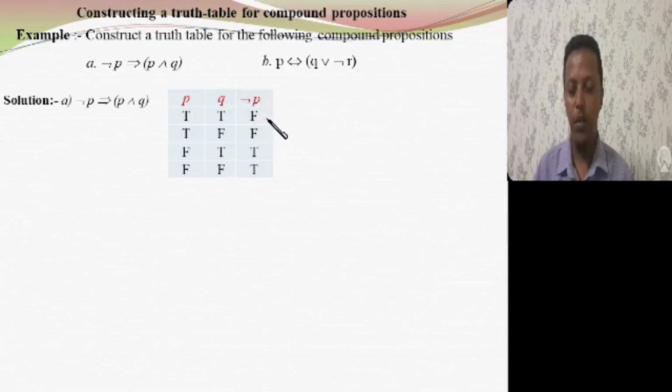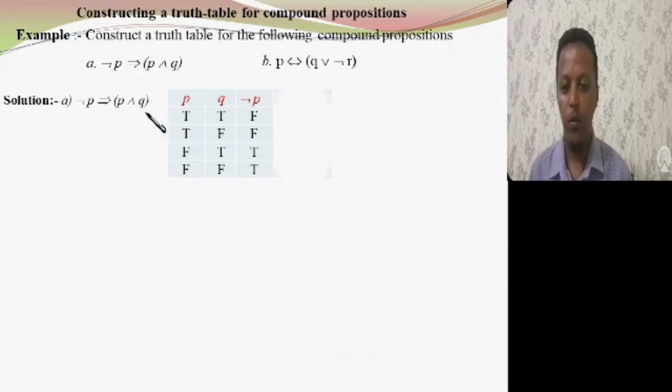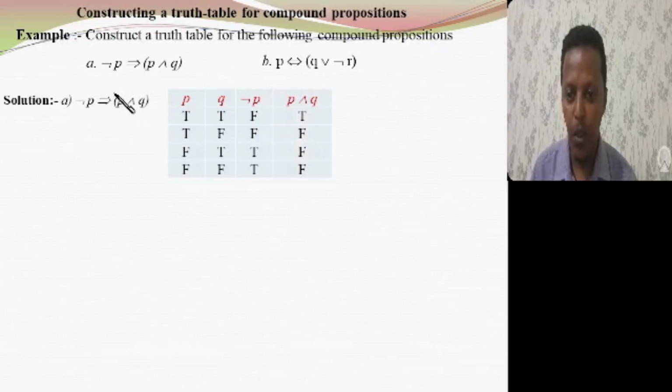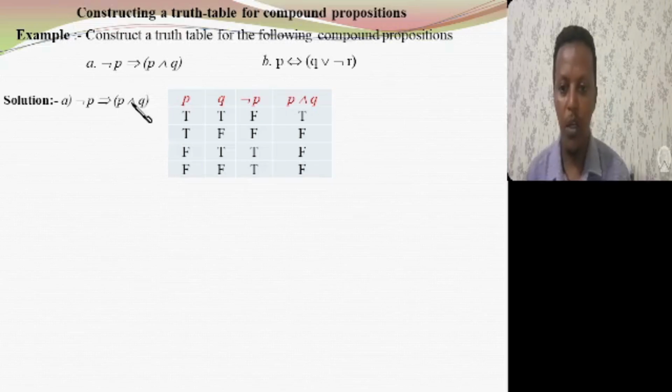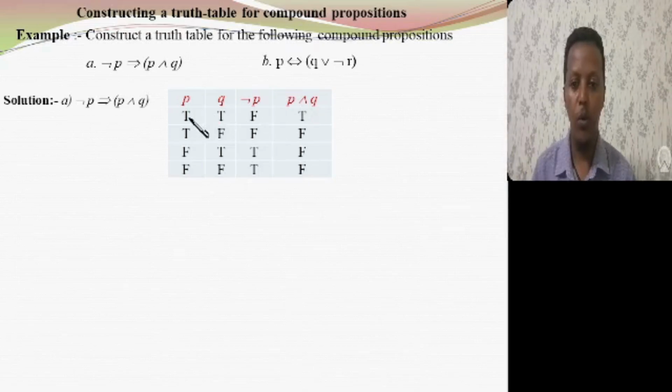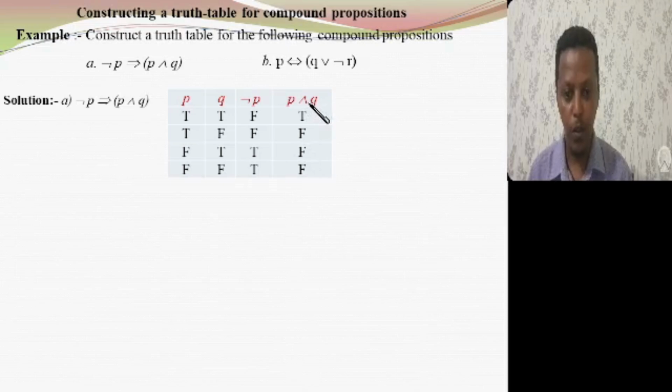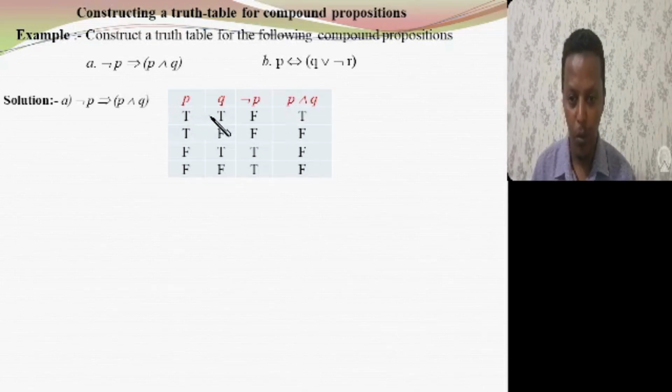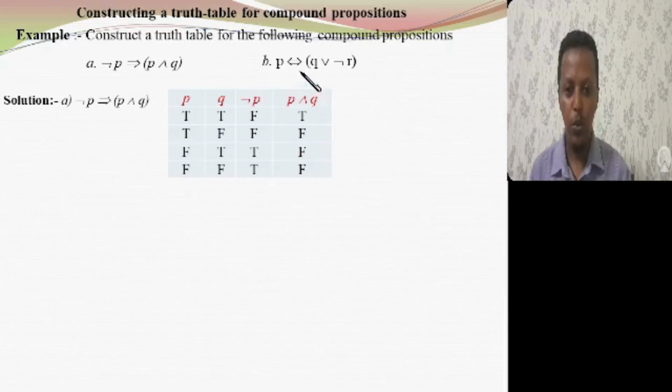The third column is for the rule of negation. Now let's construct the column for P and Q. Inside the bracket, you have P and Q. So the rule of conjunction: when both are true, it will be true. Otherwise, it is false. That is the rule of conjunction. P and Q will be true when both are true. Otherwise, it is false.